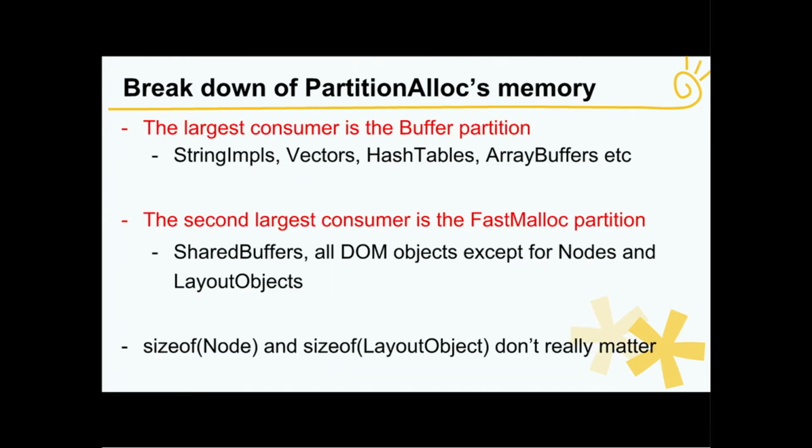So in summary, the largest consumer is the buffer partition, which contains string inputs, vectors, hash tables, and array buffers. And the second largest consumer is the fast malloc partition: the shared buffers and all the objects except for nodes and layout objects. Also, the size of nodes and layout objects don't really matter for the total renderer's memory. So next, let's understand the breakdown of the buffer partition and the fast malloc partition.